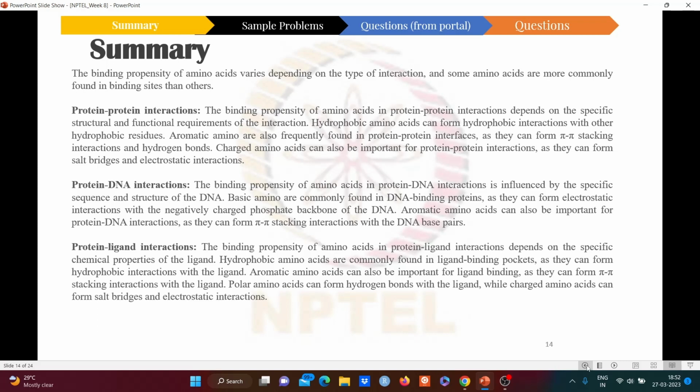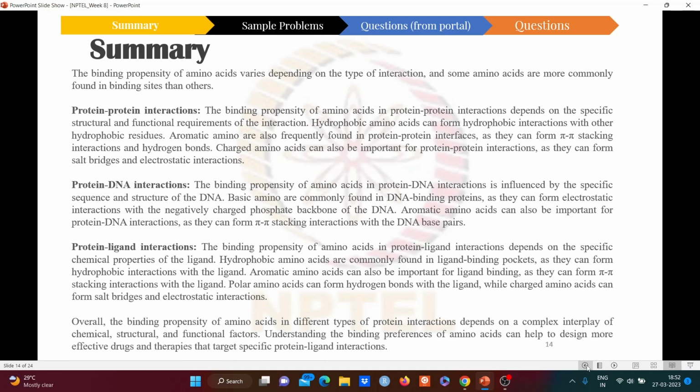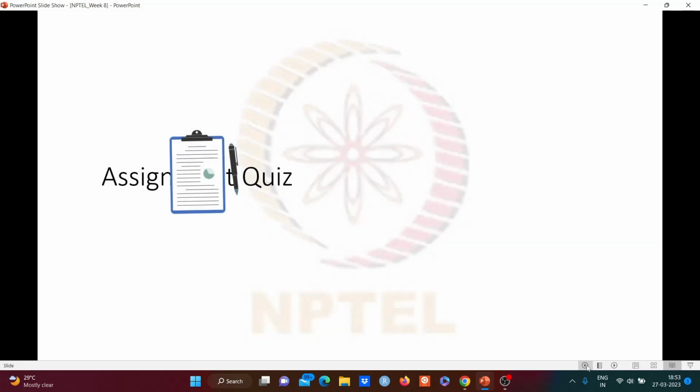Overall, the binding propensity of amino acids in different types of protein interactions depends on a complex interplay of chemical, structural, and functional factors. Understanding the binding preferences of amino acids can help to design more effective drugs and therapies that target specific protein-ligand interactions. Okay, here we are done with the summary part.